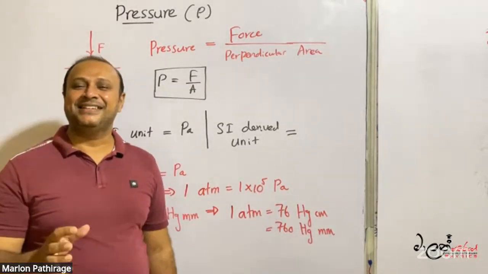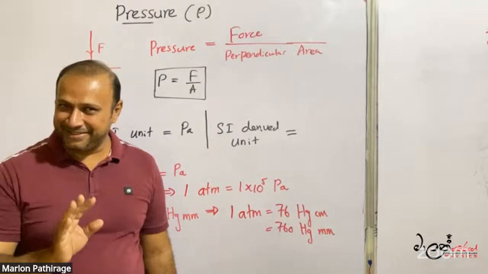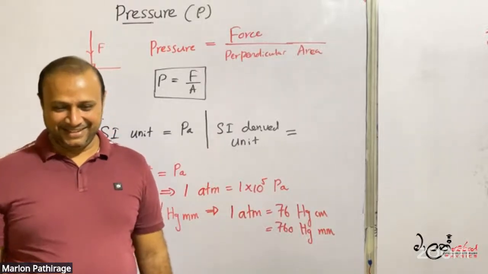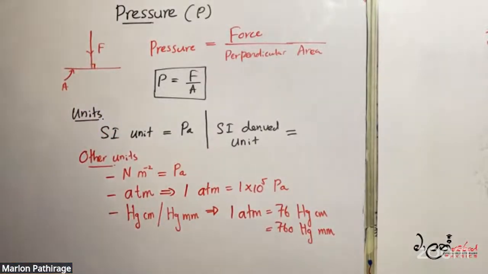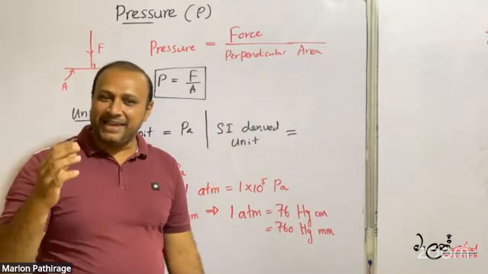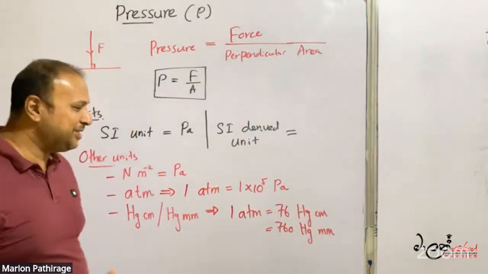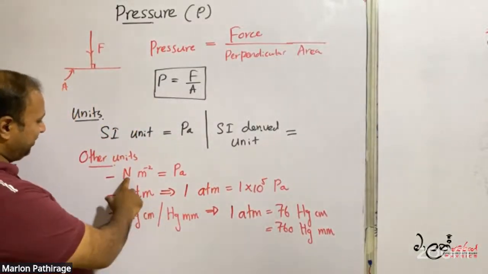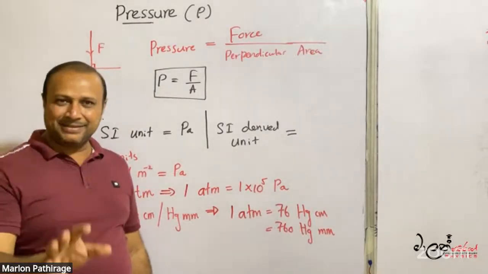That's one answer, but that is not the correct answer. Yes, Shashwat, your answer is correct. Yes, Gandhi's answer is correct. So, okay. SI derived unit is not equal to Newton per square meter. That is not the SI derived unit.